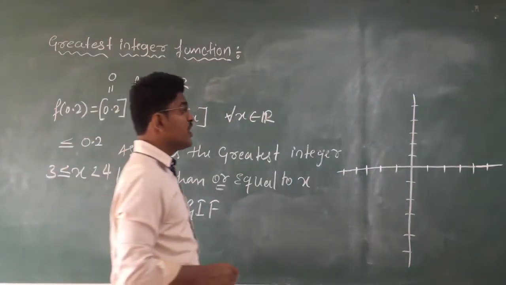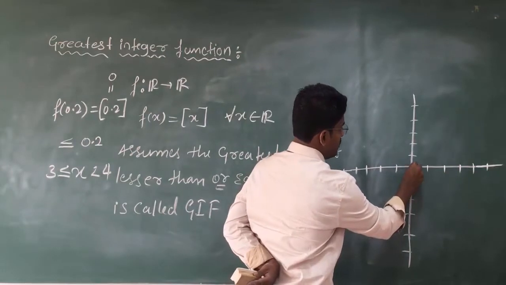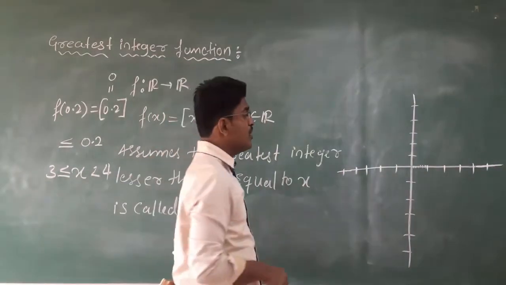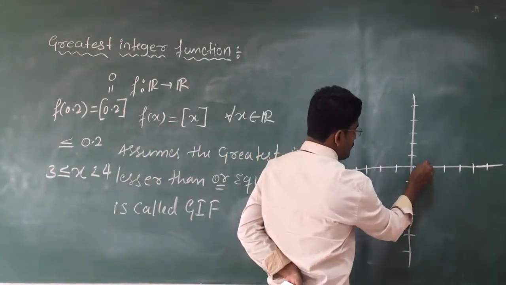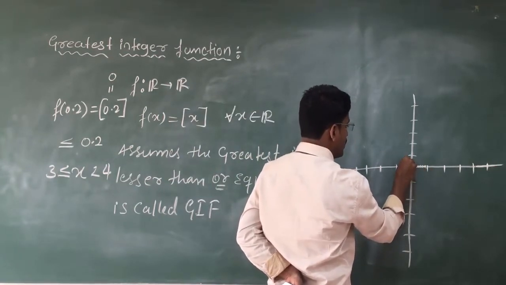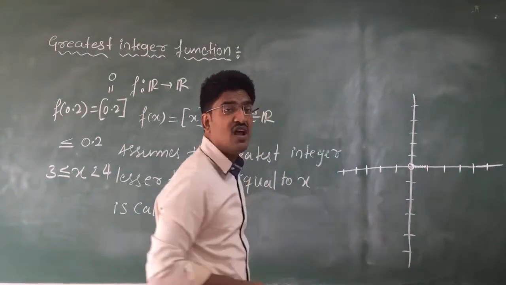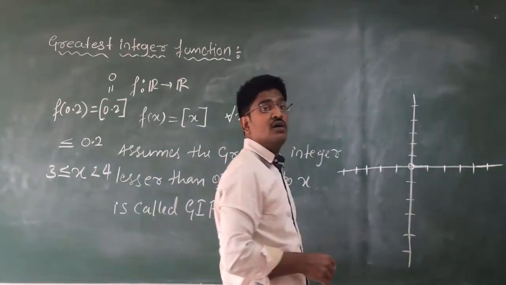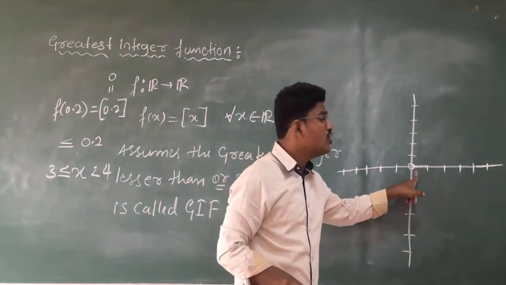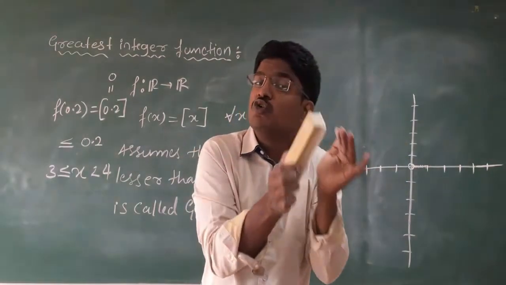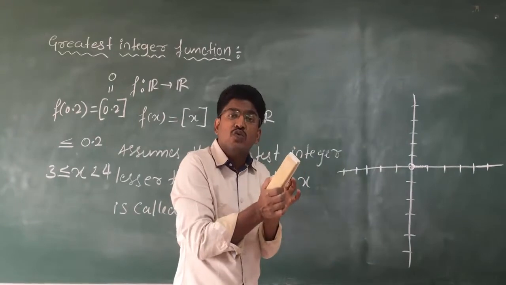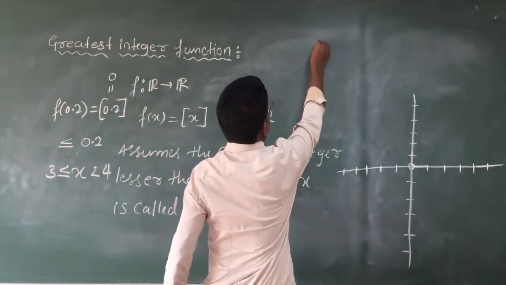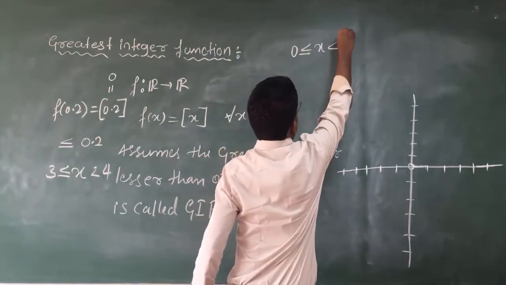Now if I choose any term in between 0 and 1, where is your graph? Your graph will be on 0. Are you clear? I will choose each and every term in between 0 and 1. For all the terms in between 0 and 1, the graph will be at 0, for x in between 0 and 1.